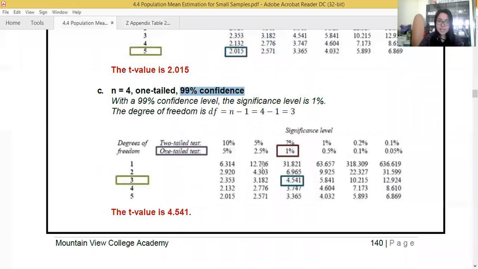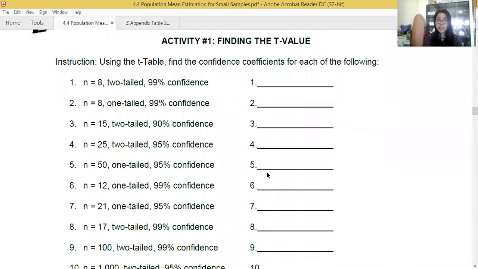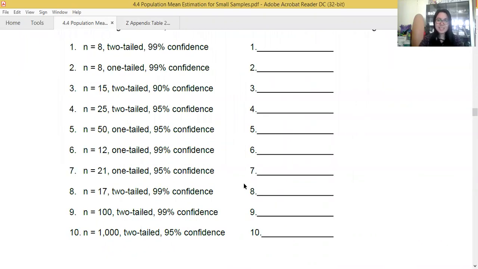Now for your activity number 1, it's finding the t-value. As easy as that one. Now let me continue.